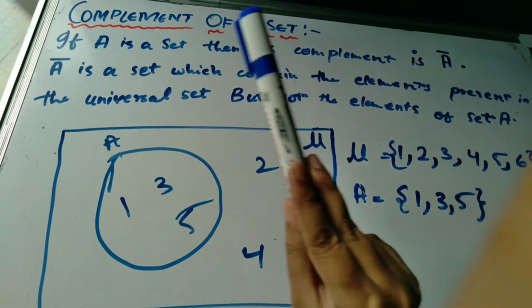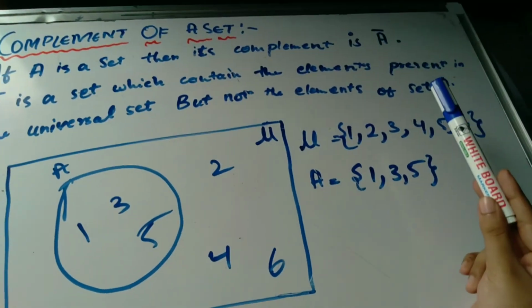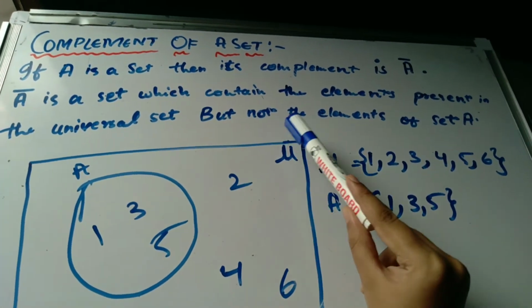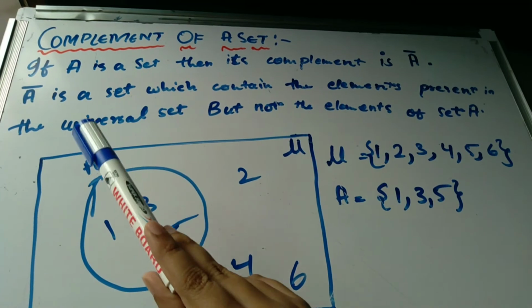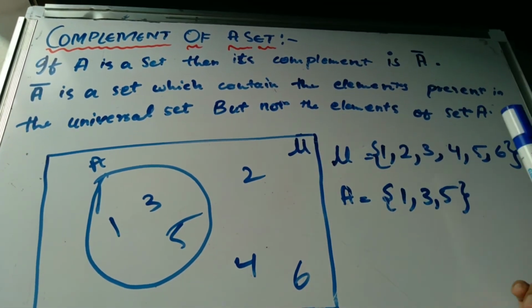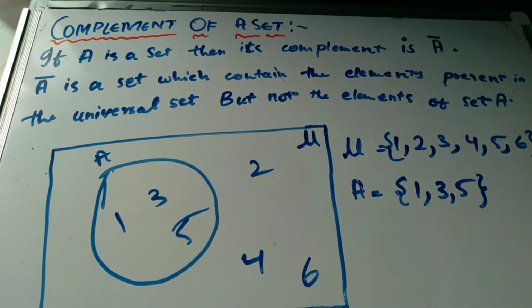Then what is A bar? A complement is a set which contains the elements present in the universal set but not the elements of set A.